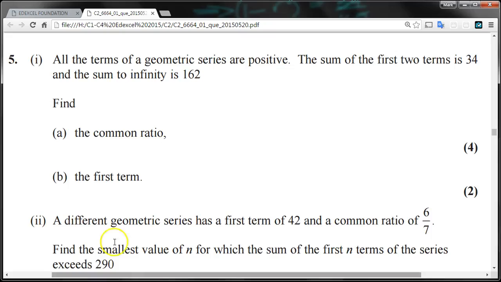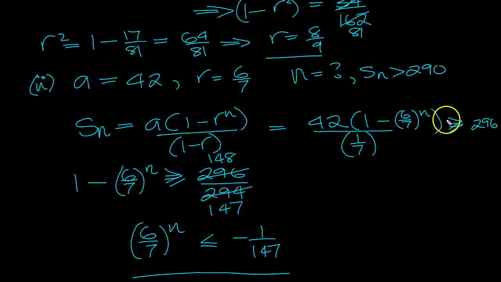Let's have a look at the question. First term of 42 and a common ratio of 6/7 exceeds 290. So for some reason I put 296 because I didn't read it correctly. So apologies for that. So let's just get that correct. So that's 145, isn't it? So that would be plus, and then it would be 2. That's better because it's positive now.